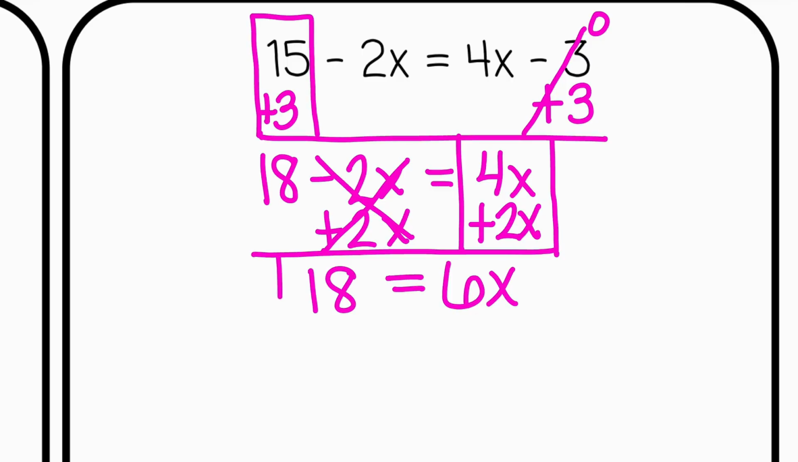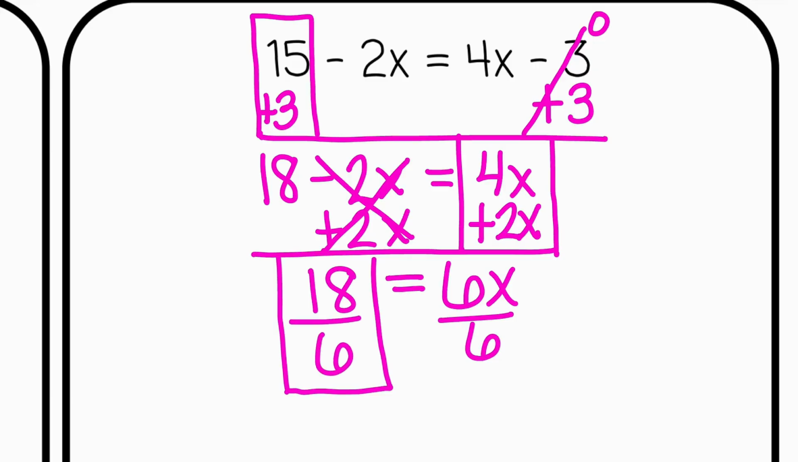Last step, box the term that's by itself. And then when they're side by side, you need to divide. So this time we would divide by 6. 6 divided by 6 gives me 1x, or just x. And then 18 divided by 6 is 3.